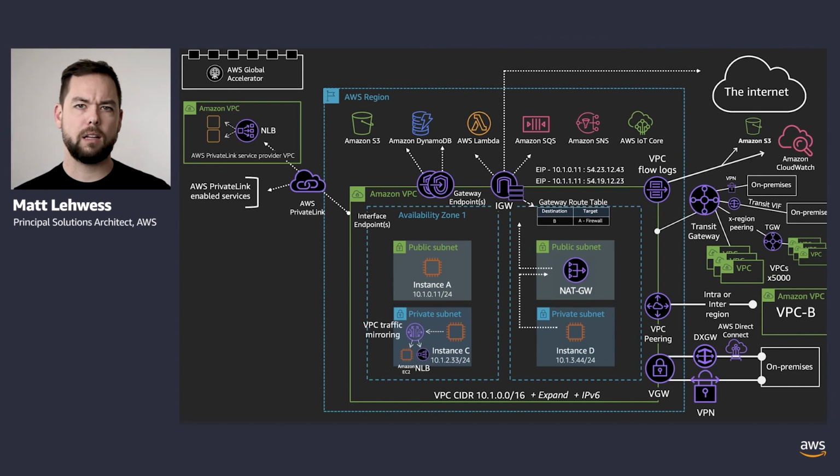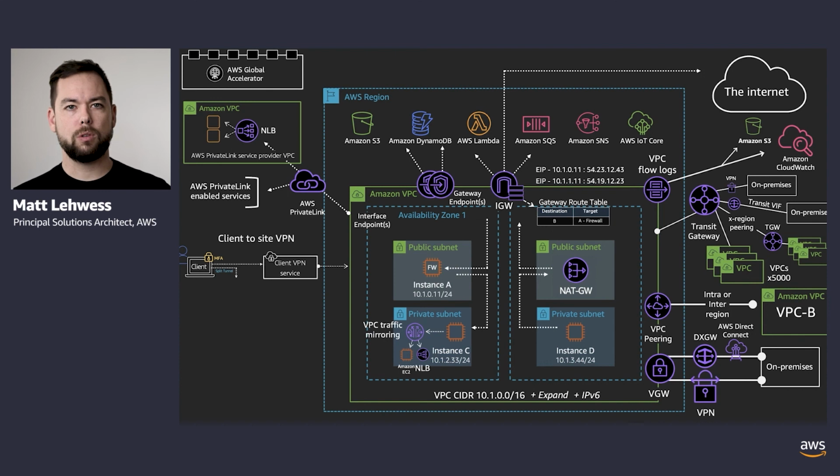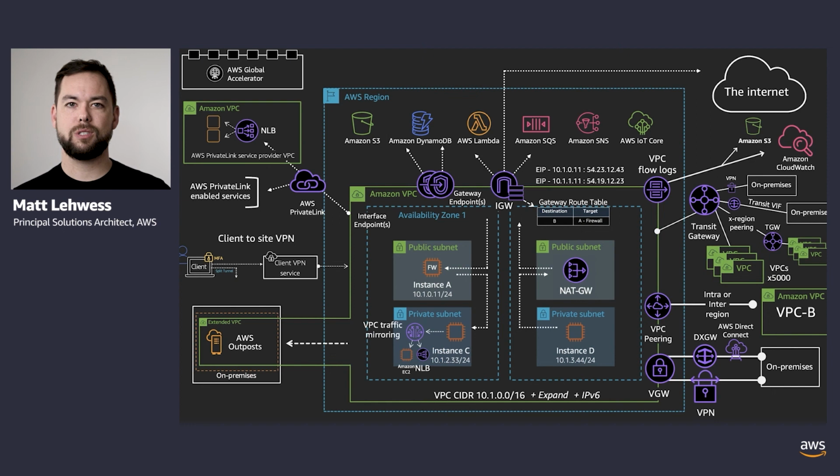We've got ingress routing for the IGW, which we didn't touch on too much. We've also got client-to-site VPN, which we also didn't touch on. And lastly, this one's an interesting one: AWS Outposts, which extends the VPC down to on-premises equipment that AWS provides as a managed service. So you can deploy a VPC at your on-premises site. Pretty awesome stuff.